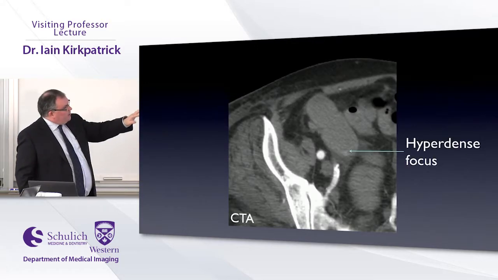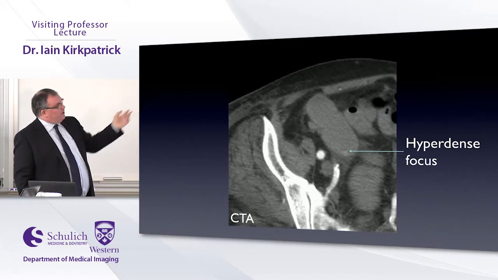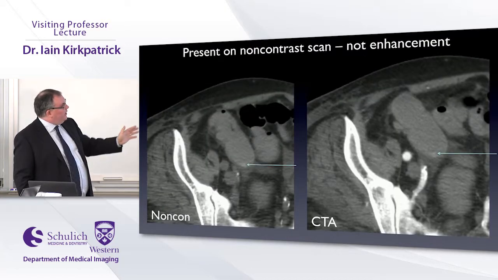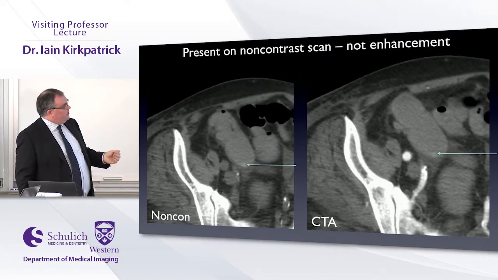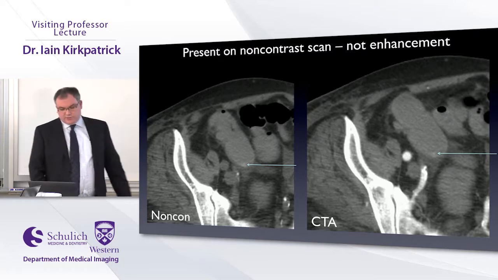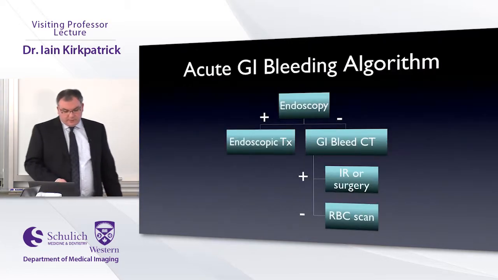In this example, you can see there's a dependent hyperdense focus in the bowel, and the problem is if you don't have a non-contrast study, you're left wondering, is this something I need to be worried about, or is it just a piece of food in there? When you have the non-contrast images, you can convince yourself, okay, it was there before, I don't need to worry about it, it's just ingested material.